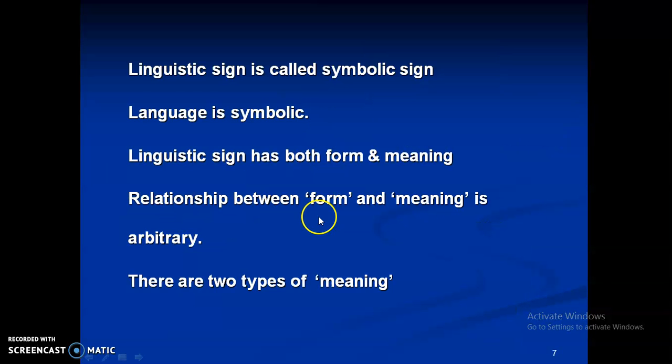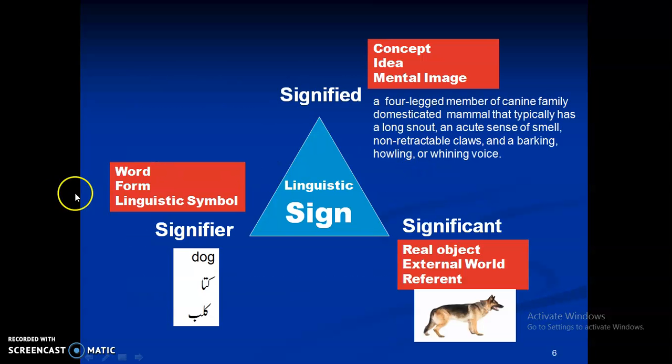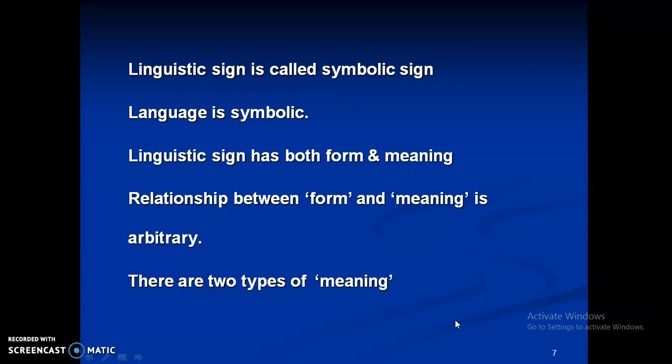Now let's move on. So a linguistic sign is called a symbolic sign. Language is symbolic. A linguistic sign has both form and meaning. As you can see here, this is form: kutta, kalb, dog. These are forms. And here is meaning, the external world. And the relationship between form and meaning is arbitrary, as I already mentioned.